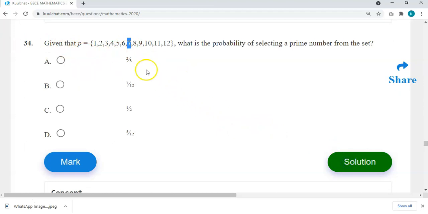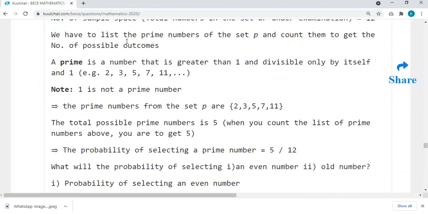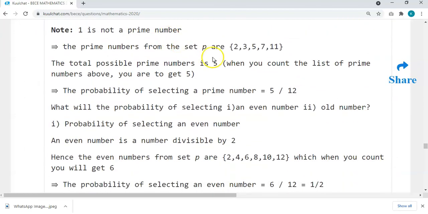So let's list all the prime numbers. The prime numbers are 2, 3, 5, 7, and 11. So you count how many possible ways. You have 1, 2, 3, 4, 5. Okay, so our top one will be 5, and the total numbers we have is 12. So we have 5 over 12.